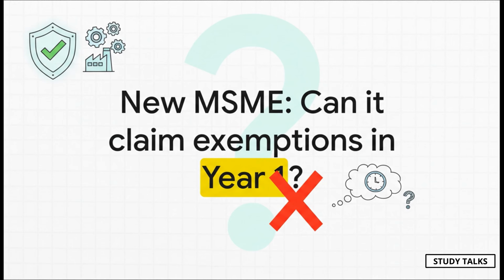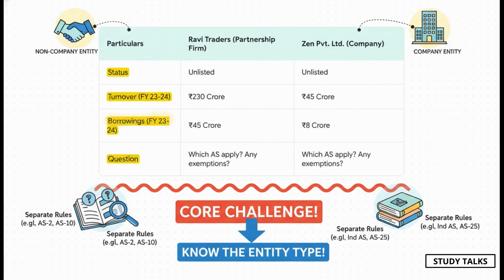so you never ever fall for this one in the exam hall. And this is where things get really interesting. Just look at this slide. On one side, we have Ravi Traders, a partnership firm. On the other, Zen Private Limited, a company. Now look at the numbers. Ravi Traders has a way higher turnover and much bigger borrowings. So logically, you'd think it would have to follow stricter rules, right? Well, that's where you'd be wrong. The rules are totally different, simply because one is a company and the other is not. And that, my friends, is the heart of this chapter. You have to become a master of two completely separate sets of rules.